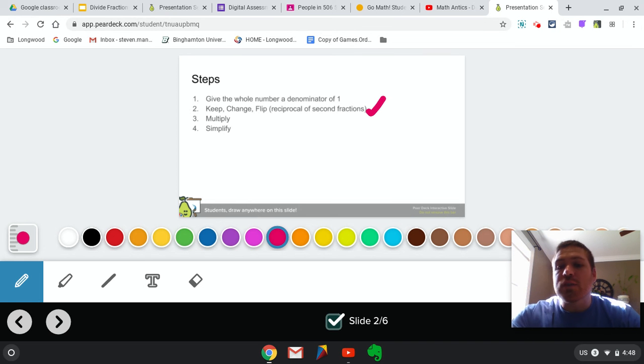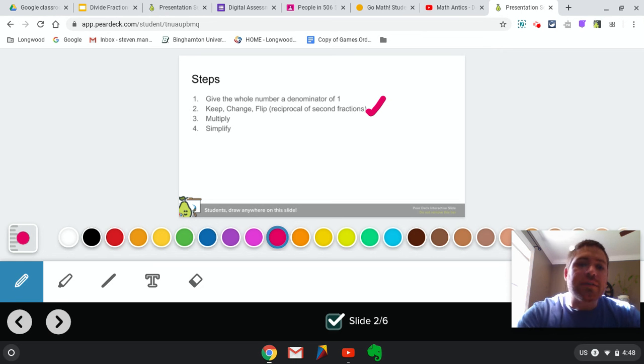But this step here, step number 2, keep, change, flip, that's going to be the part that's really different. Once we do that, then you're going to be looking at a multiplication problem, which we just finished multiplying fractions. So that should be pretty familiar because we've been working on that for a long time now. And that's why we have to do multiplying fractions before we do dividing fractions. You have to know how to multiply a little bit before we can divide fractions.